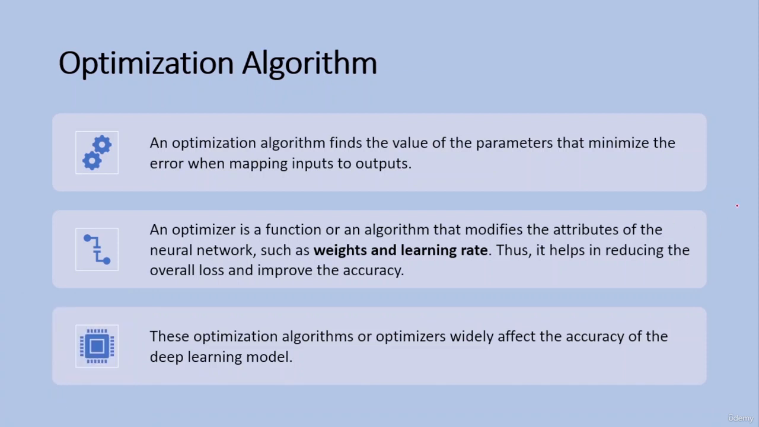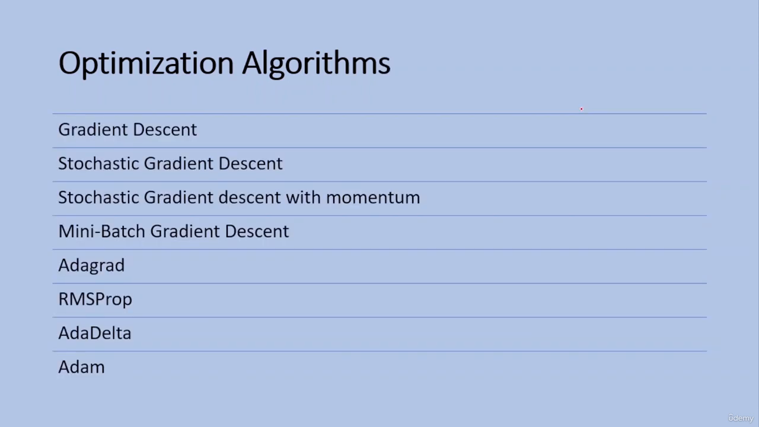So, an optimization algorithm finds the value of the parameters that minimize the error when mapping inputs to outputs. An optimizer is a function or an algorithm that modifies the attributes of the neural network, such as weights and learning rate. Thus, it helps in reducing the overall loss and improve the accuracy. These optimization algorithms or optimizers widely affect the accuracy of the deep learning models. So there are different optimization algorithms that can be used depending upon your problem.